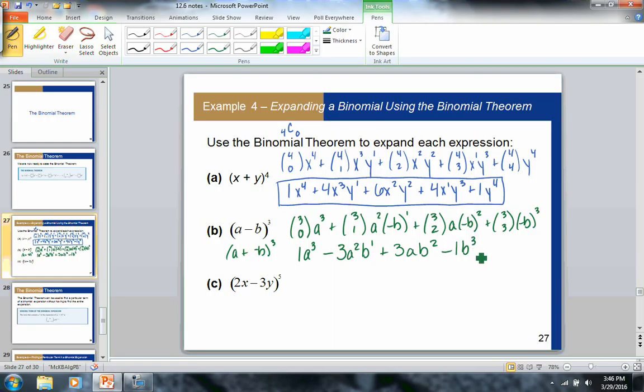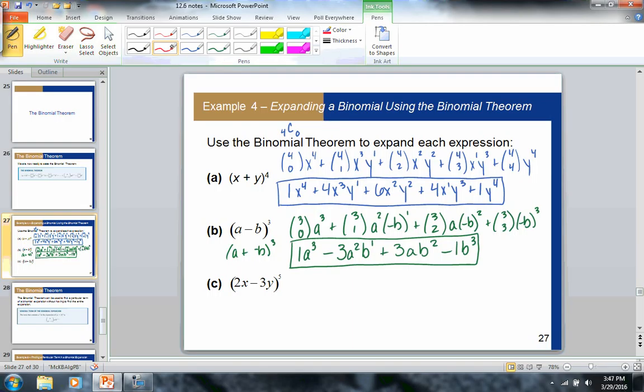Okay. So only 4 terms here. Remember, you get one more term than the power your binomial is being expanded to. So here my exponent was a 3 and I have 4 terms. Here my exponent was a 4 and I had 5 terms. So that's another way to double check, make sure that you have all of the correct parts of your answer.